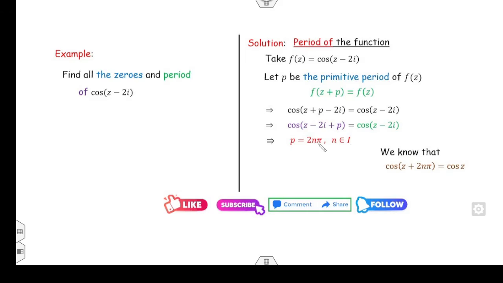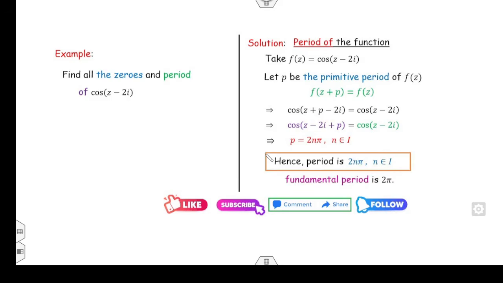Fine. Now there is no need to write minus n here, because it is not negative. So what is the primitive period? The primitive period, the fundamental period, is 2 pi, because n is the smallest number, which is the positive part.